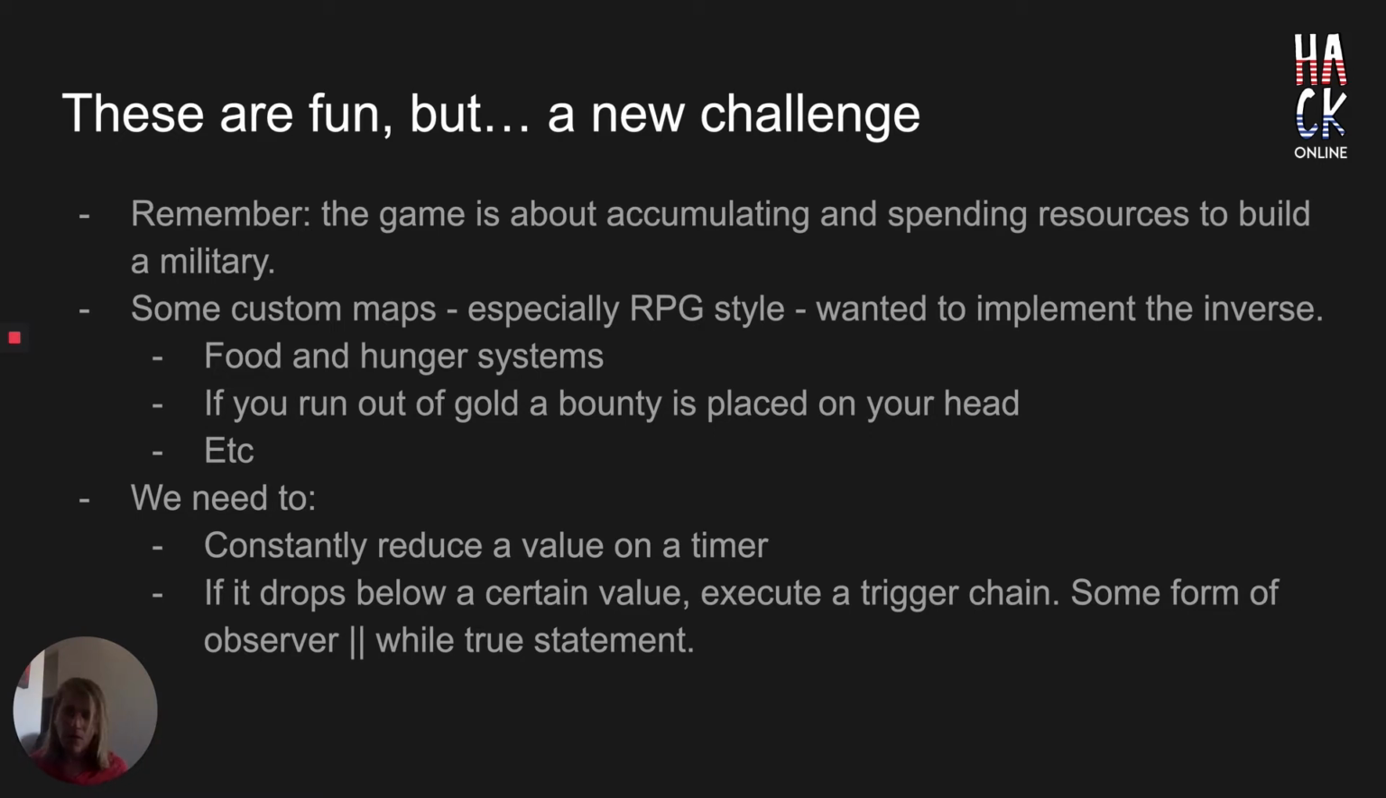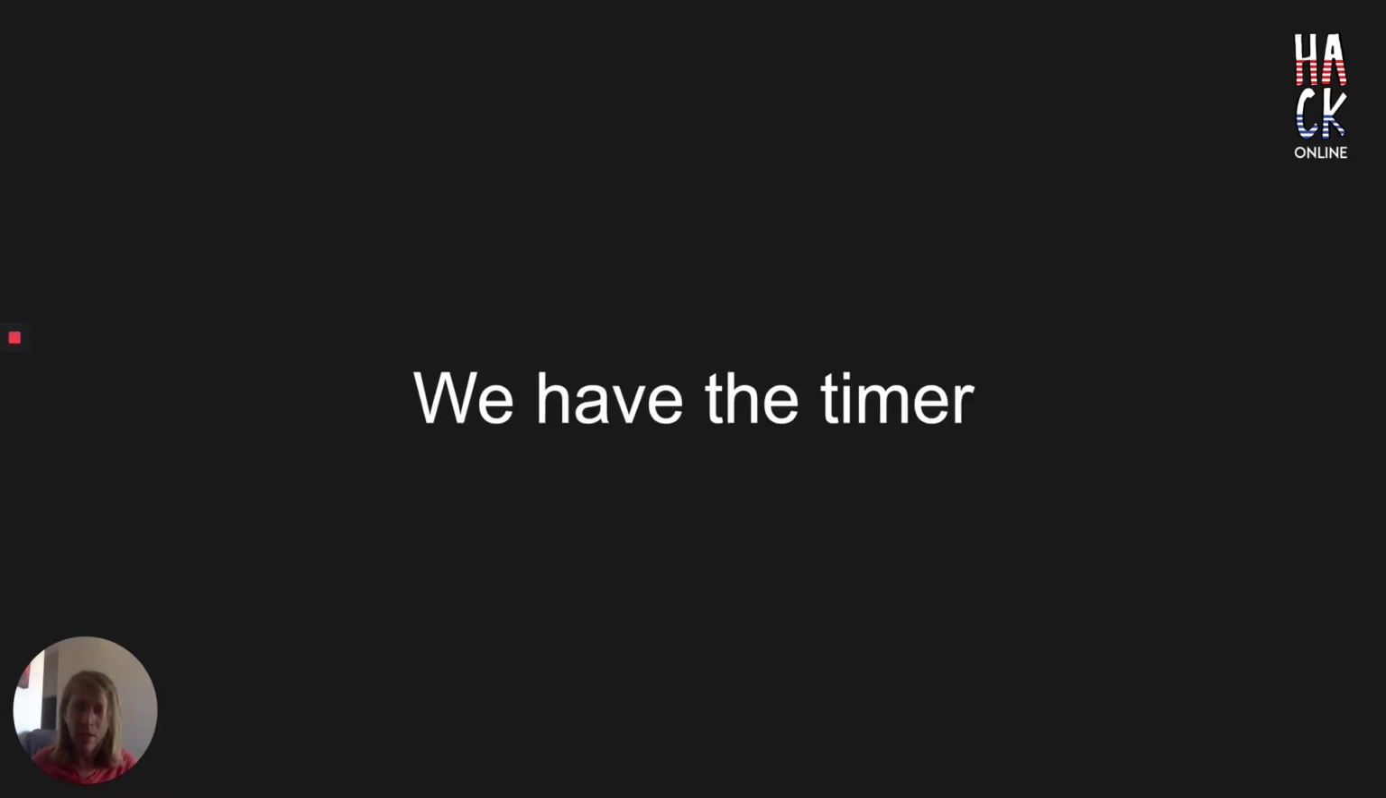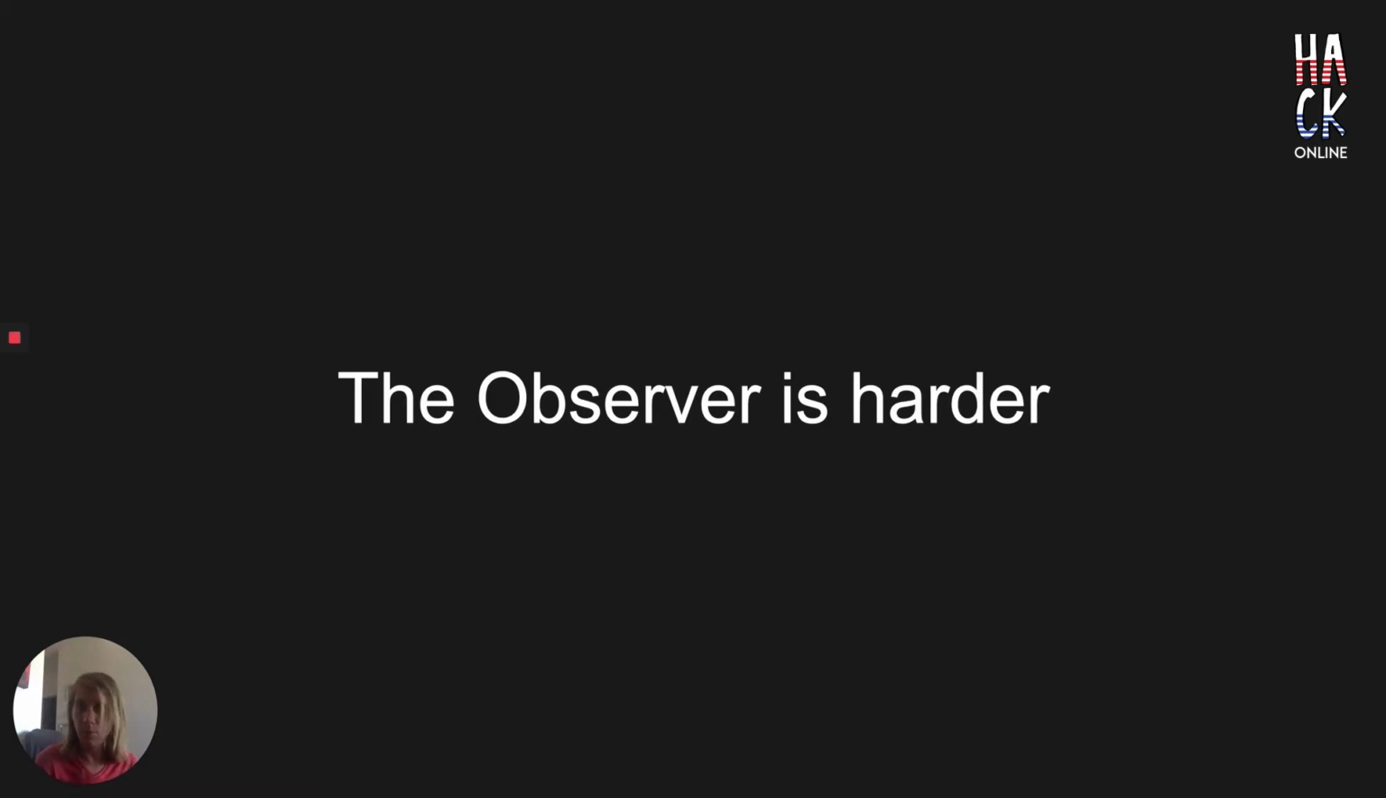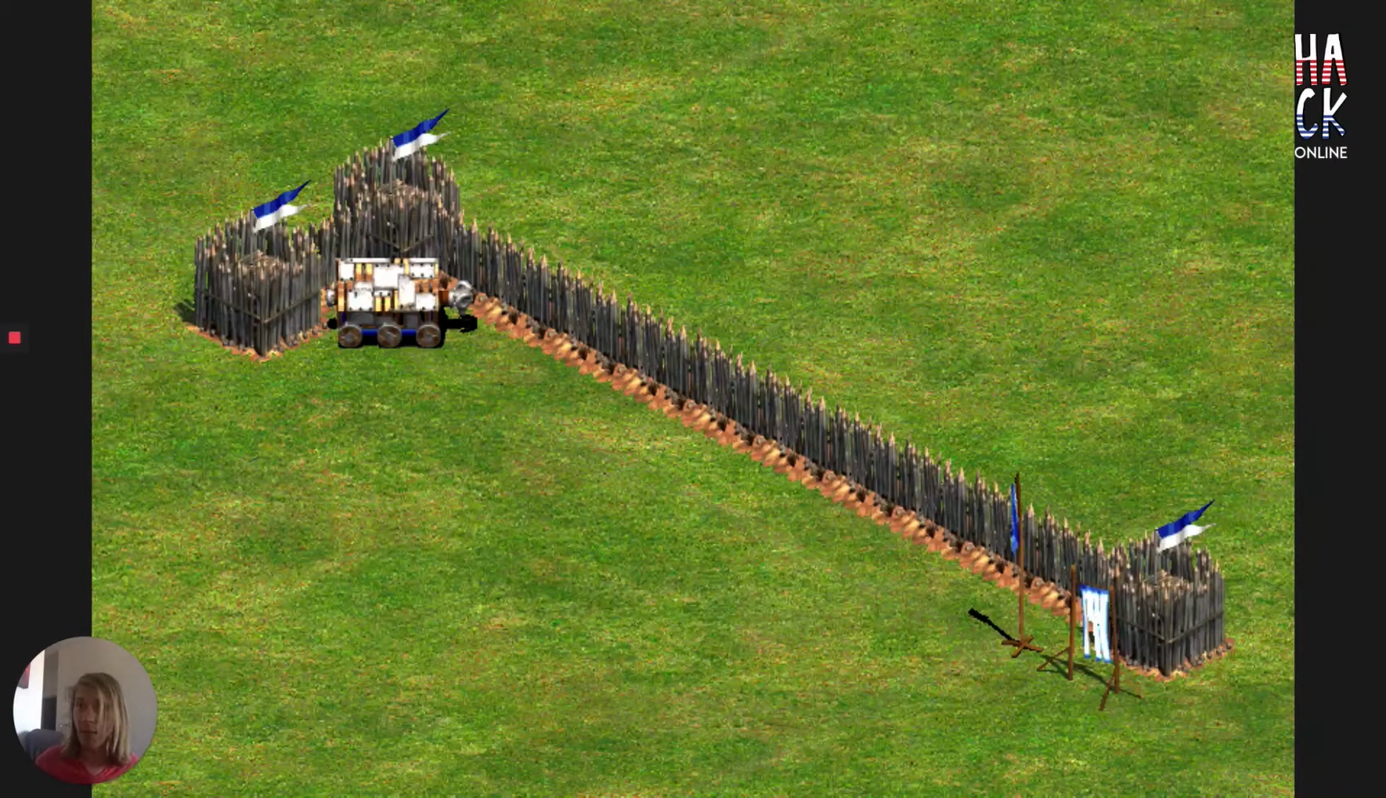So we need to constantly reduce a value on a timer, and if it drops below a certain value, we want to execute a trigger chain, right? We want to do something. So what we're looking for is some type of an observer or a while-true statement. As a programmer, we know we want that, but there's no way in the engine. So how do we do that? We have the timer. How do we do the rest of that? Well, the answer, as always, is siege rams.